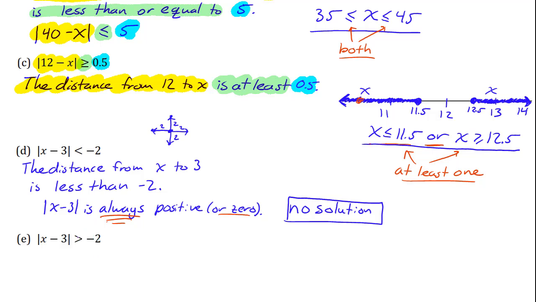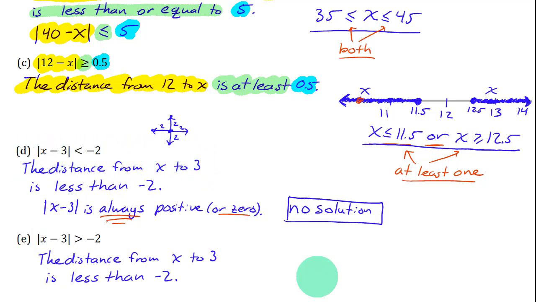So with this one, this is the same idea. If I was going to write that out in English, it would basically be the same as this. It's just that this time, the distance from x to 3 is greater than negative 2. And like we said, the distance is always greater than 0, or maybe equal to 0. But no matter what x is, it's always greater than negative 2. So the solution for this is x could be any real number.